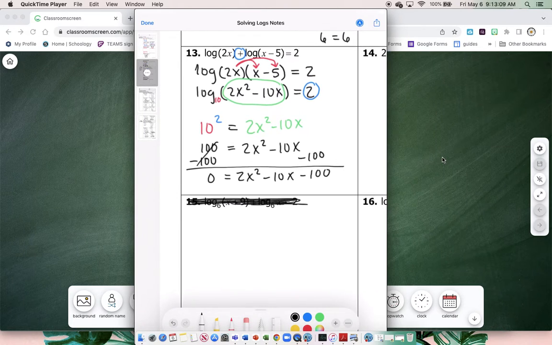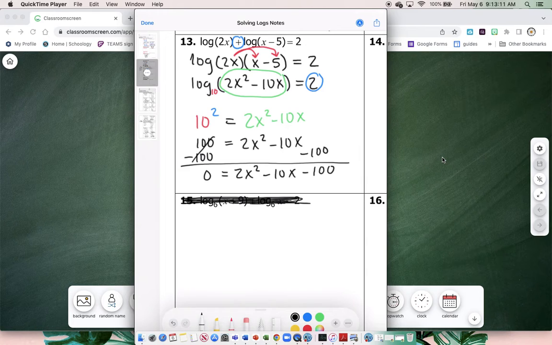Okay, we need to factor it, right? Do you guys see something that you can take out? Something like a greatest common factor perhaps? Like a 2, right? We could take out a 2. So divide everything by 2.